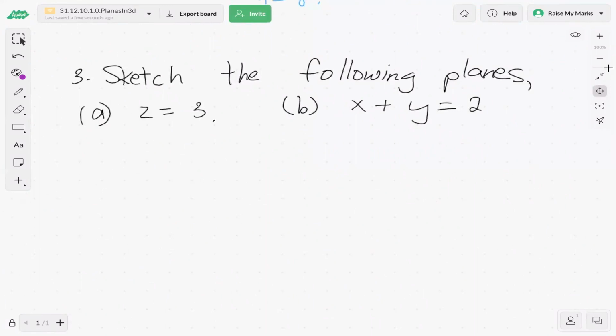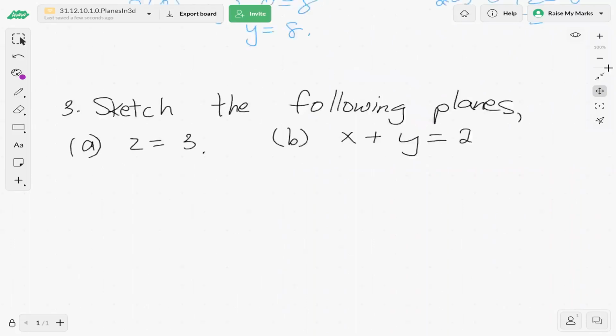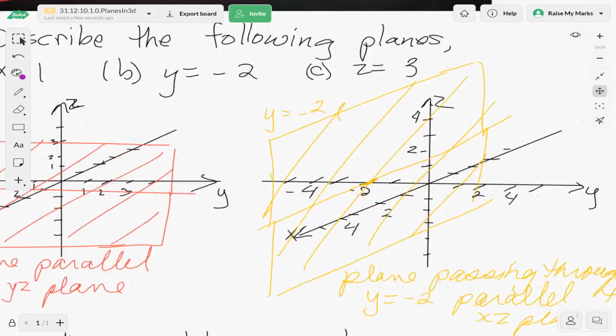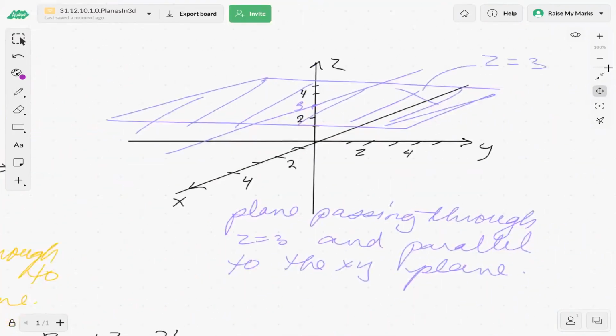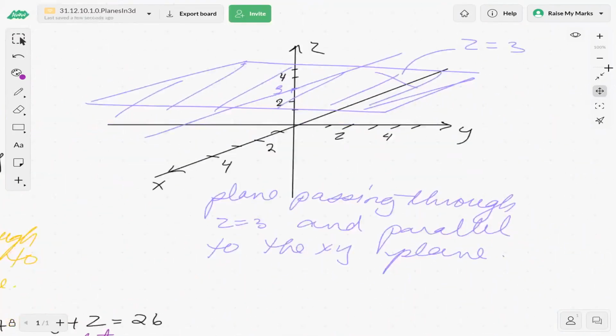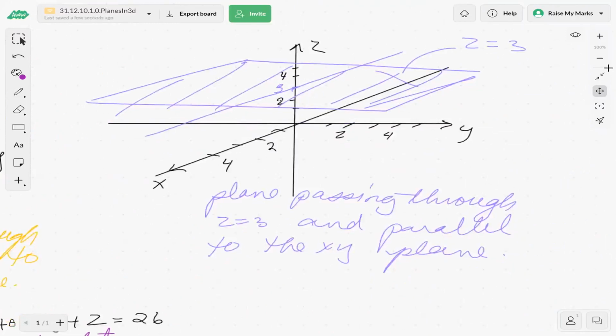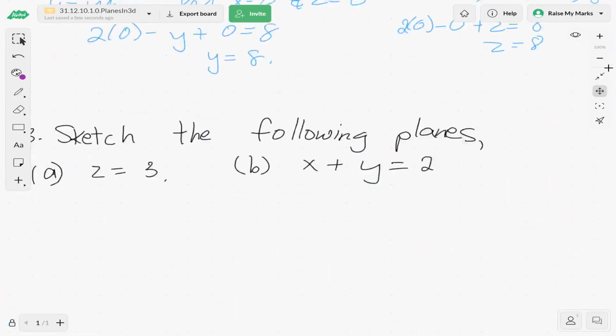All right, so number 3, sketch the following planes. Let's look at the first one, z equals 3. Let's scroll back up. I think we did that one right at the beginning. 1c, z equals 3, and that was a plane parallel to the xy plane cutting through the point z equals 3. So we don't need to do that one again. That one's done.